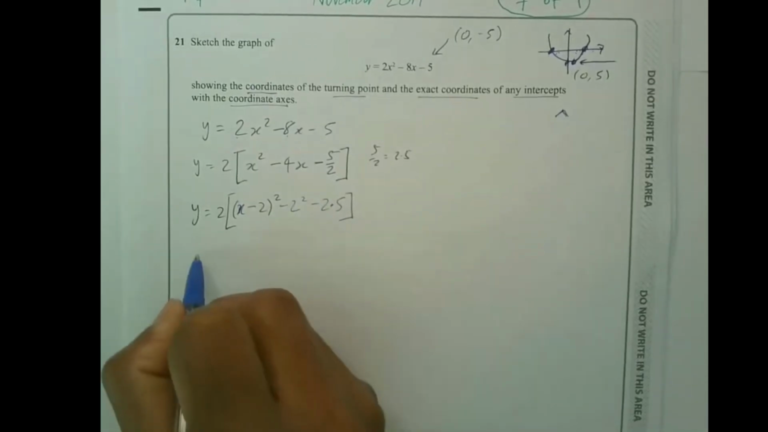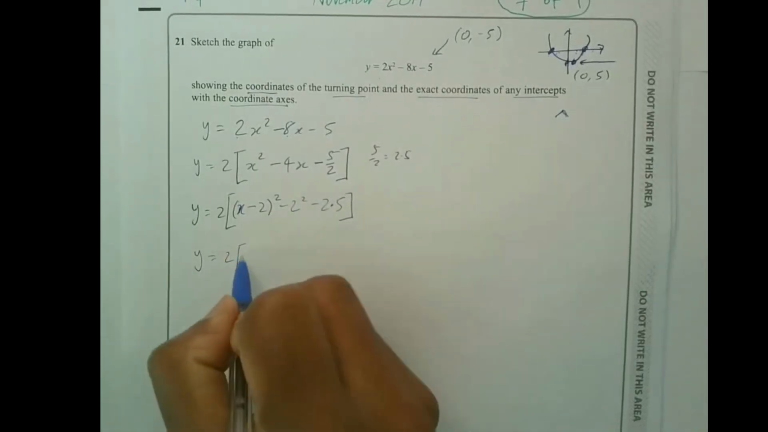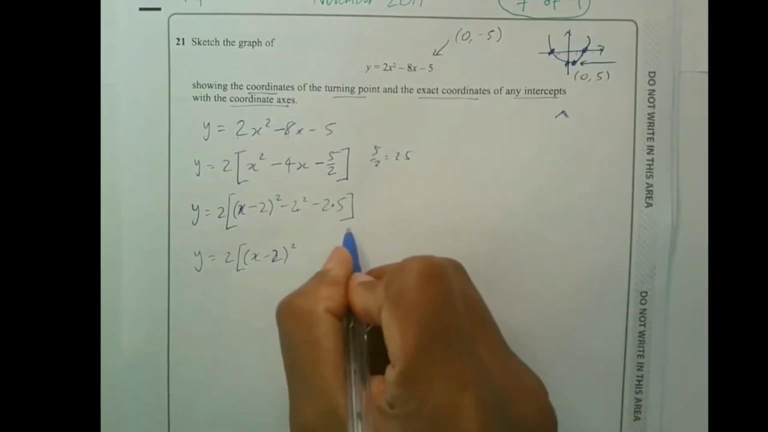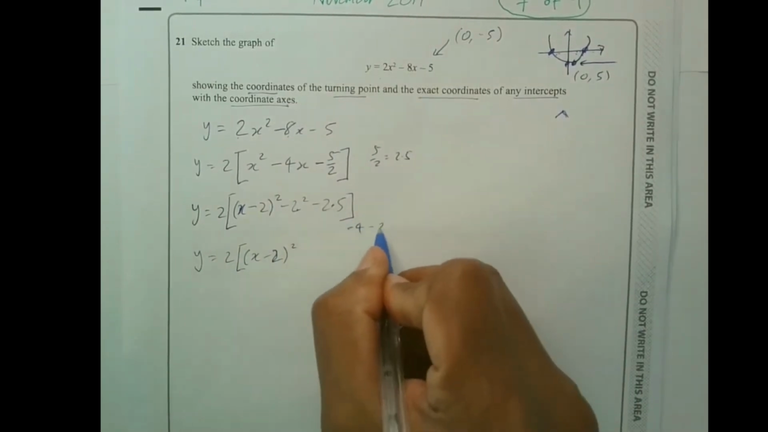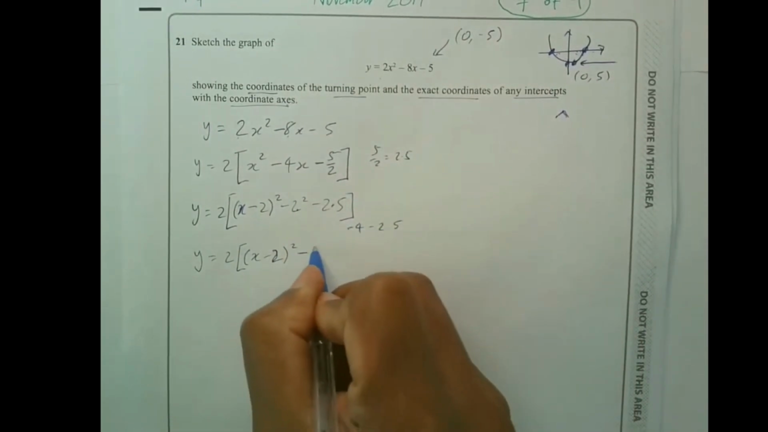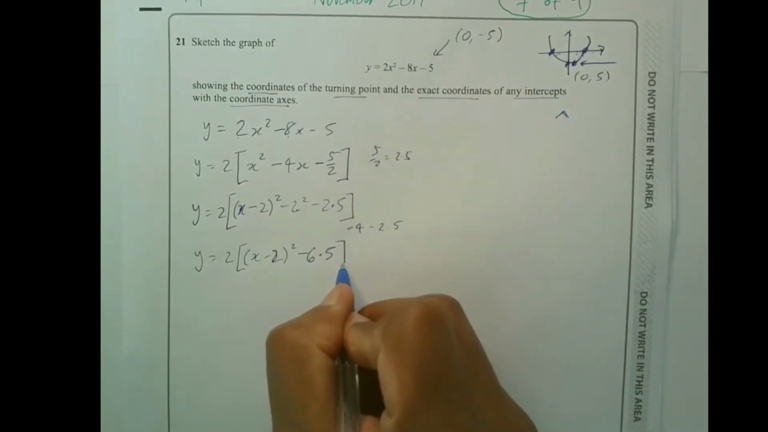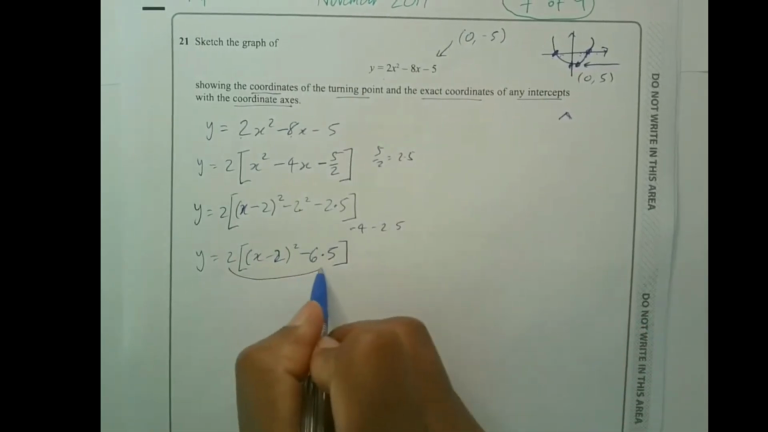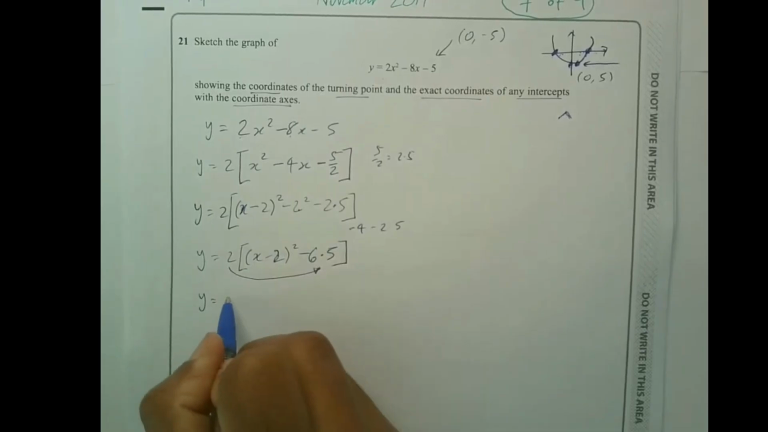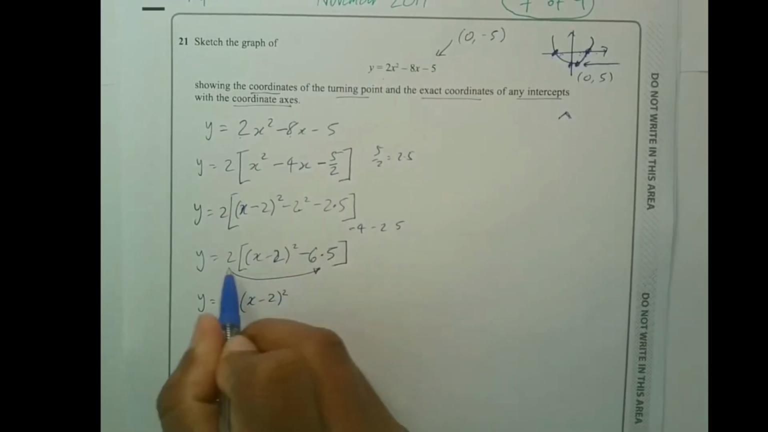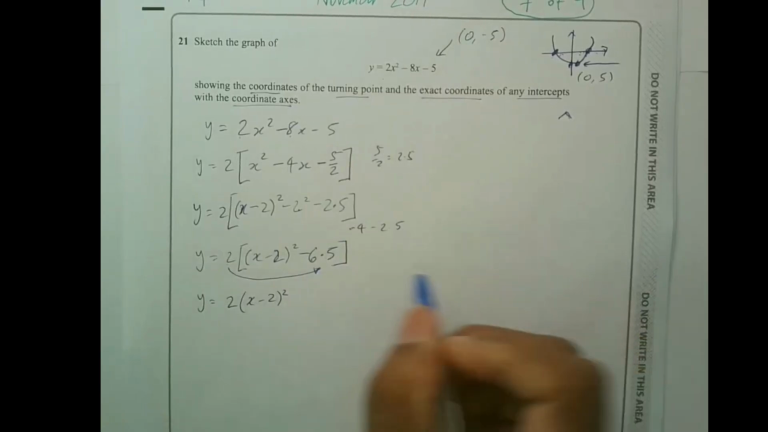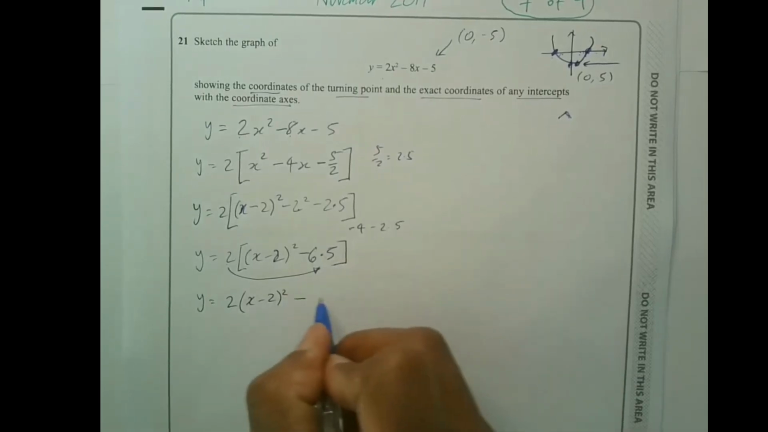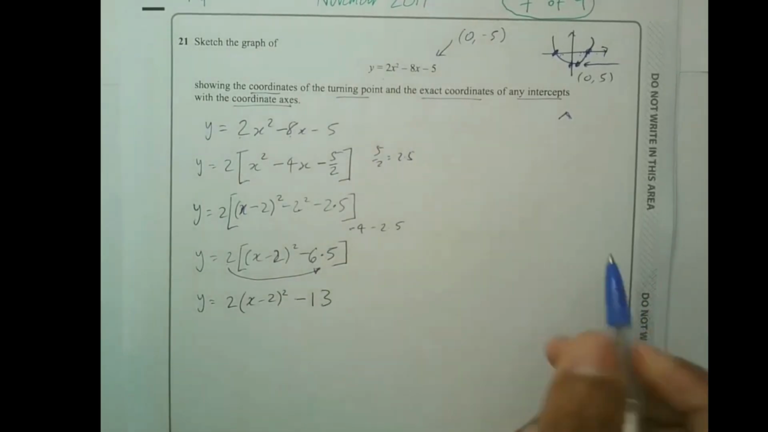Now I'm going to simplify here. x minus 2 all squared, minus 2 squared is 4. Minus 4 take away 2.5 is minus 6.5. Okay, doing a little bit more with my working out, and now I'm going to expand this part here. So this is going to be y equals 2 bracket x minus 2 all squared, 2 times 6.5. 6 and 6 is 12, half and half is 1, so 12 plus 1 is 13. So minus 13 there. Okay, so I've got that.